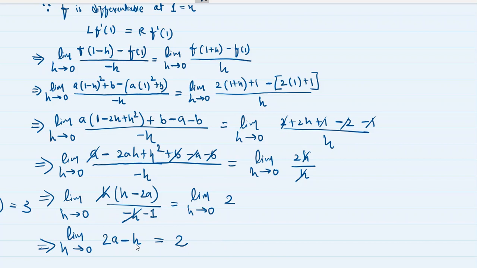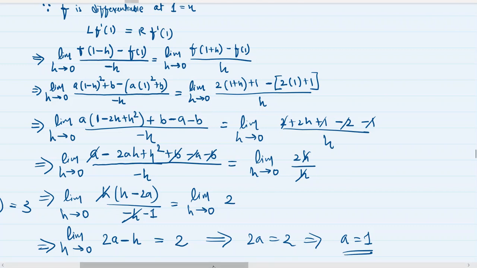Okay, now h is tending to 0. So limit of 2a minus h when h tends to 0 is nothing but 2a. So 2a is equal to 2. We are getting 2a is equal to 2 and a is equal to 1. So this implies that 2a is equal to 2, which implies that a is equal to 1. So we already got the value of a.